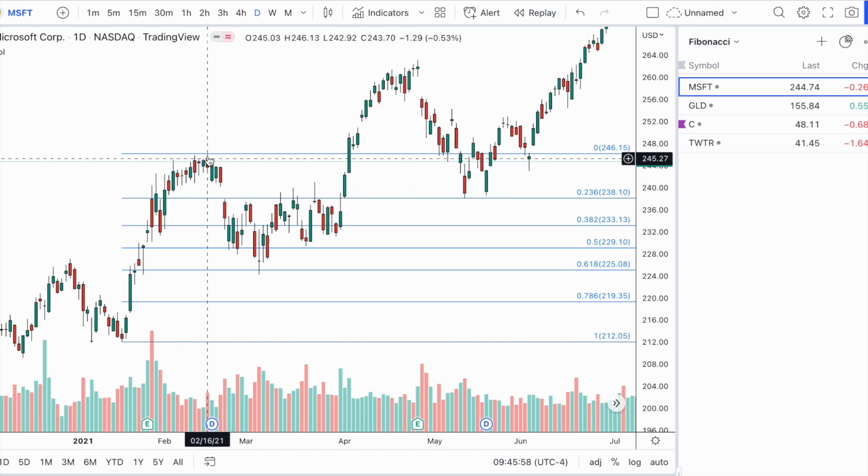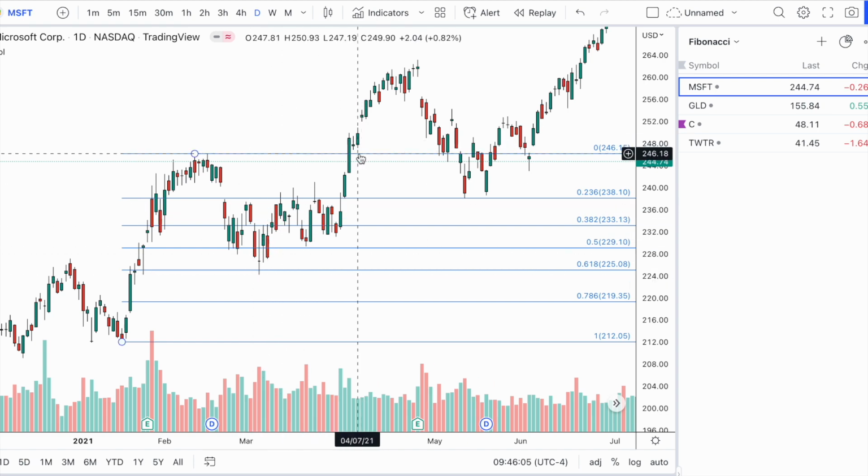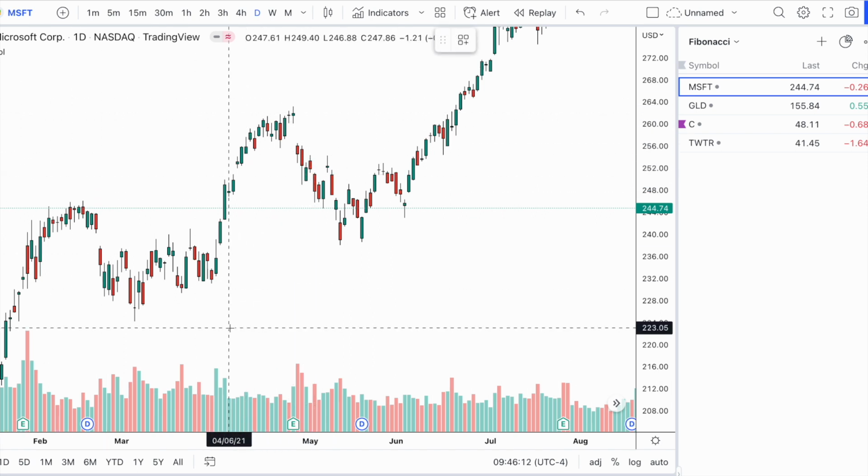So you can see, after we made that move up, we drew our Fibonacci, pulled back right to the 0.618, kind of consolidated, and then made another move higher. What I can do is I can actually keep drawing them. So now a new high gets formed. We see prices pulling back. Where am I going to draw my levels?